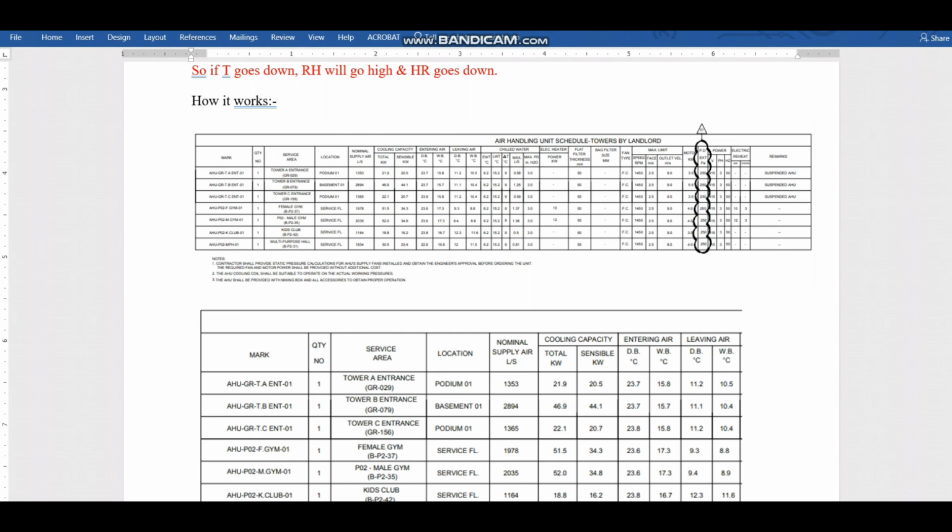So now let's start the verification. The first one I have taken here is the air handling unit schedule. For the exercise, I will choose the first one, this AHU, which applies to the podium floor. It has an airflow rate of 1353, a total cooling load of 21.9 kilowatts, and a sensible load of 20.5. Also they have given the dry bulb and wet bulb. The entering air means the on-coil temperature, which is the indoor design temperature. Off-coil means after the coil. Dry bulb and wet bulb for all of these are given in this schedule.